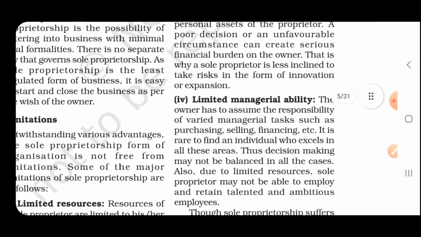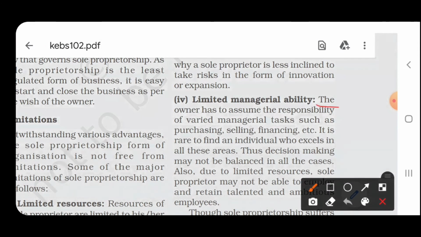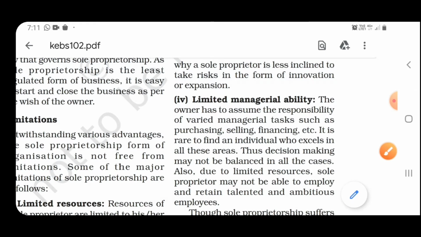Next is limited managerial ability. It means the owner has to assume the responsibility of various managerial tasks such as purchasing and selling. All these activities taking place inside a business, purchasing, selling, are done by a single person. So he is engaged in all these activities, and it is difficult to balance. So this decision making may not be balanced in all the cases.